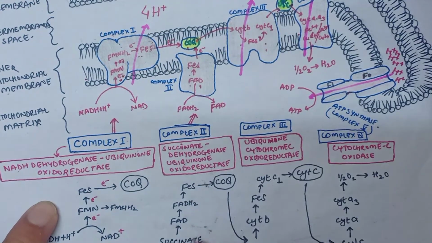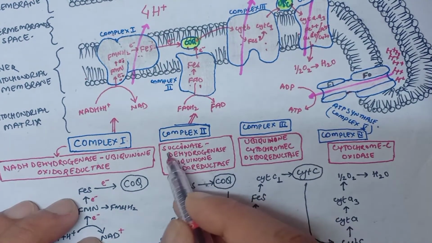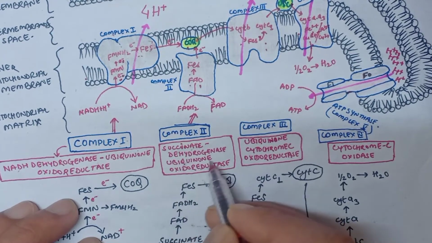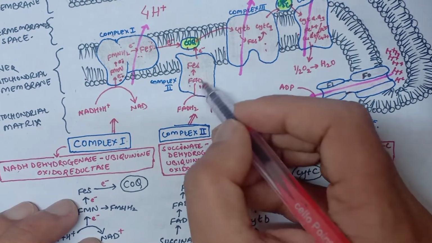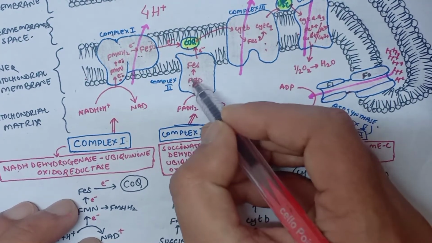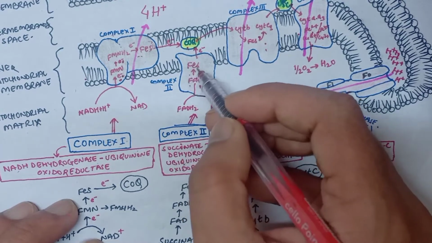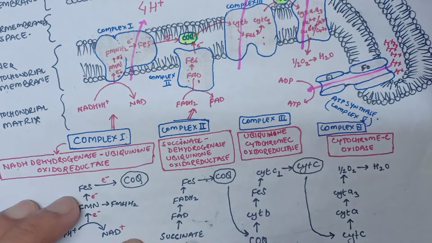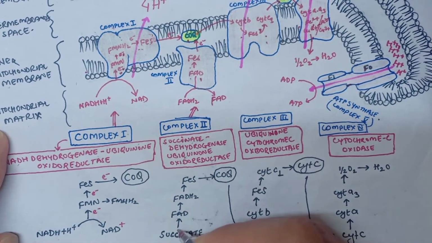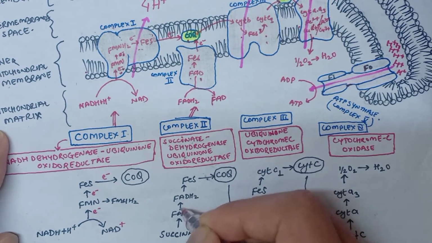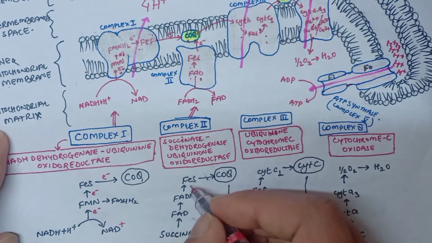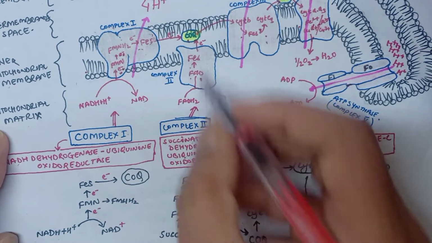Now coming to complex 2. Complex 2 is also known as succinate dehydrogenase ubiquinone oxidoreductase, and this complex has FAD and iron sulfur protein. So the sequence of transfer of electron is from succinate. Here succinate will transfer the electron to FAD and will get converted into FADH2. Now they will transfer the electron to iron sulfur protein, and electron will finally be donated to coenzyme Q.